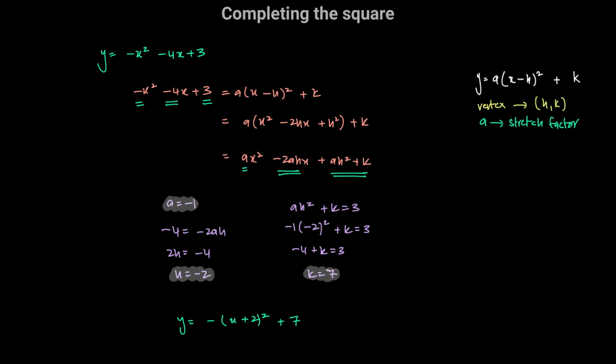So here is the completed square form for this quadratic expression. And the coordinates of the vertex of this parabola are h comma k, giving us the coordinates of the vertex or the turning point as -2, 7.